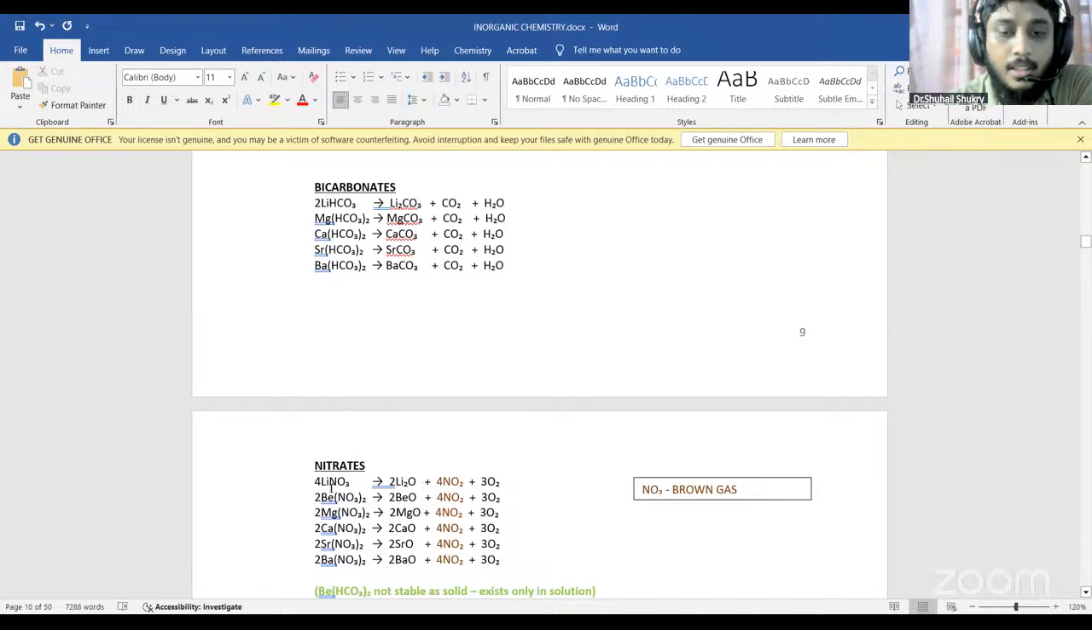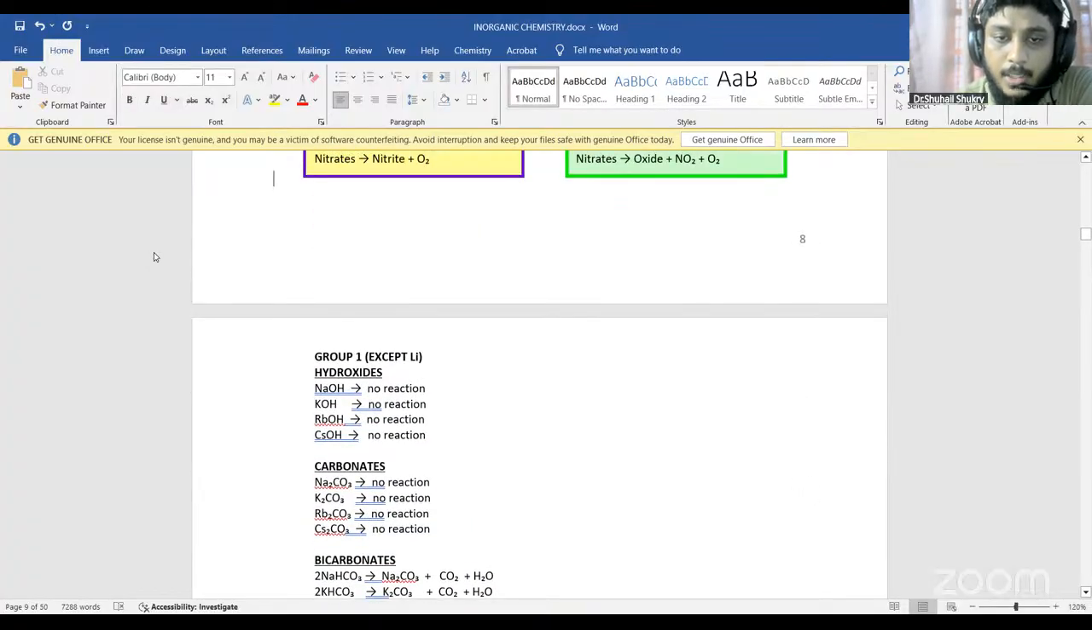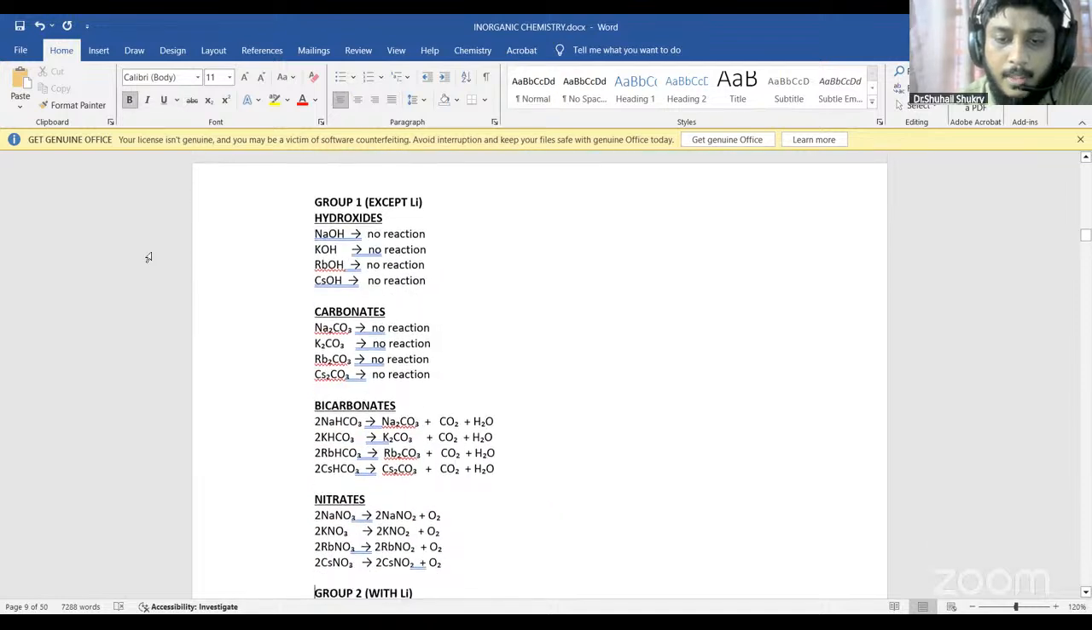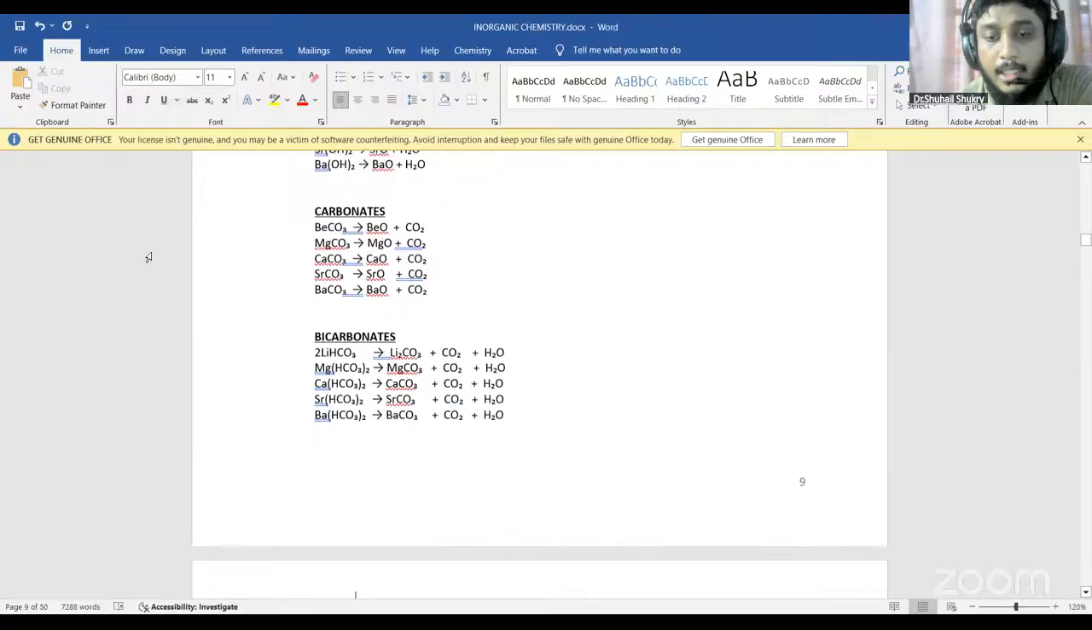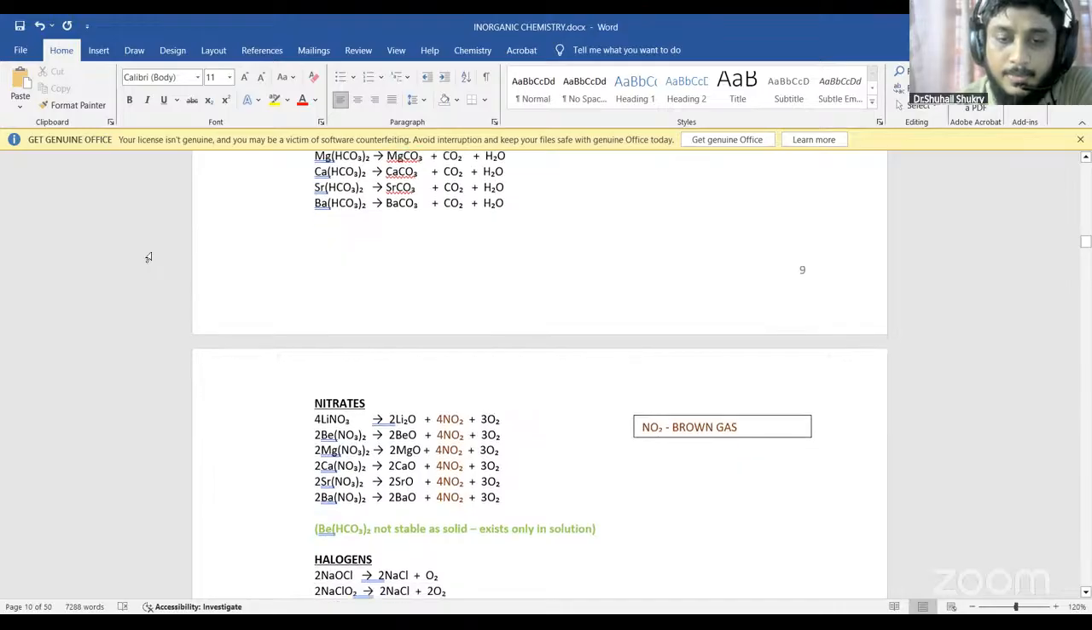Now see nitrates, what will happen? Earlier, sodium nitrate, what happened? Sodium nitrite and what did we get? Sodium nitrite and oxygen. Here, you get the oxide, NO2 and O2. In group one, we didn't get the NO2, we just got the O2. But in group 2, we get NO2 and O2 both. We get two gases in nitrates. So can you understand now? Okay.